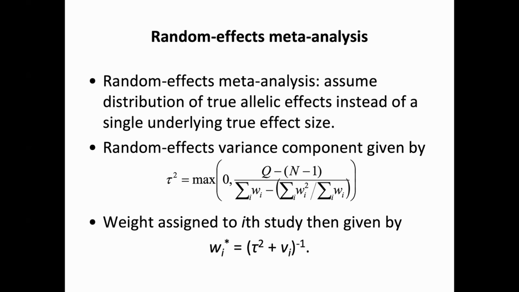It has a bit more complicated calculation formula where we first estimate the random effect estimate like this, and then we use that estimate when we are calculating the weights for all the cohorts. So we just don't take the inverse of variance, but we now add that random effect variance component into the weight.